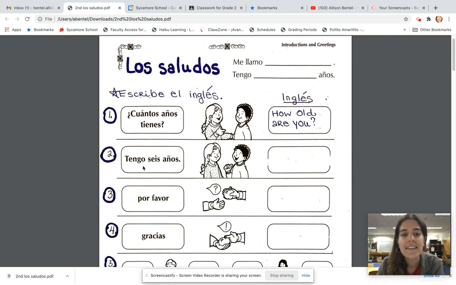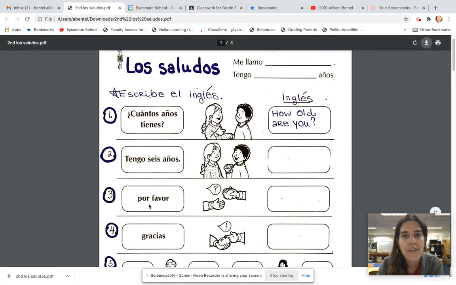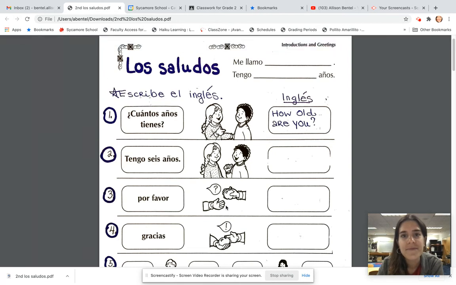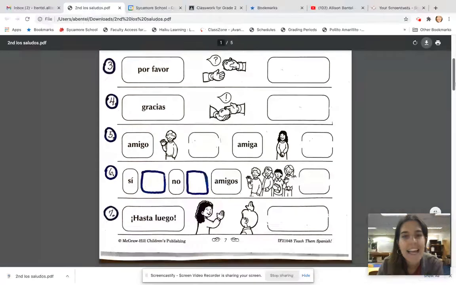Número 2, tengo 6 años. I am 6 years old. So your English translation will be written over here. I am 6 years old. Número 3, por favor. ¿Qué significa? What does it mean? Por favor. Muy bien. It means please. So you'll write your inglés over here. Número 4, gracias.